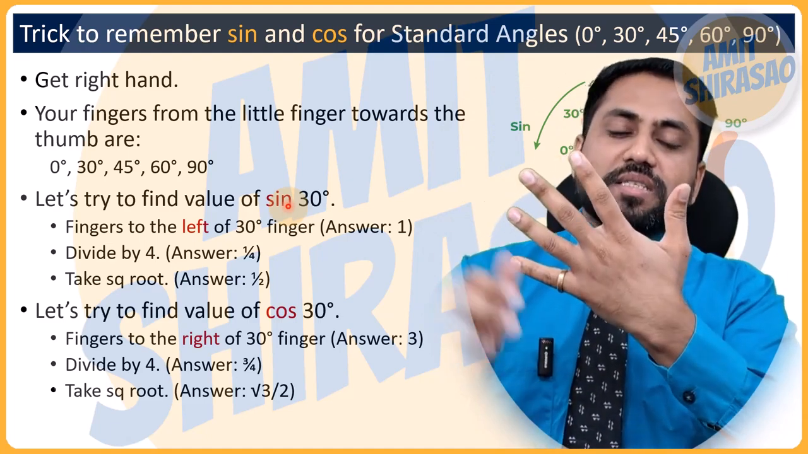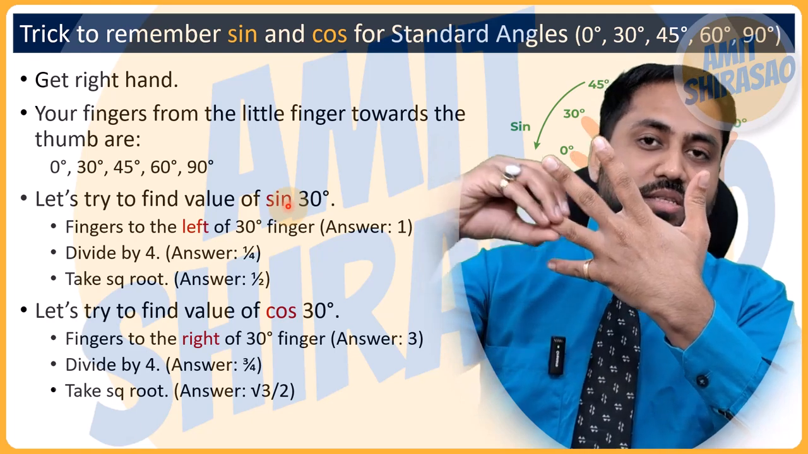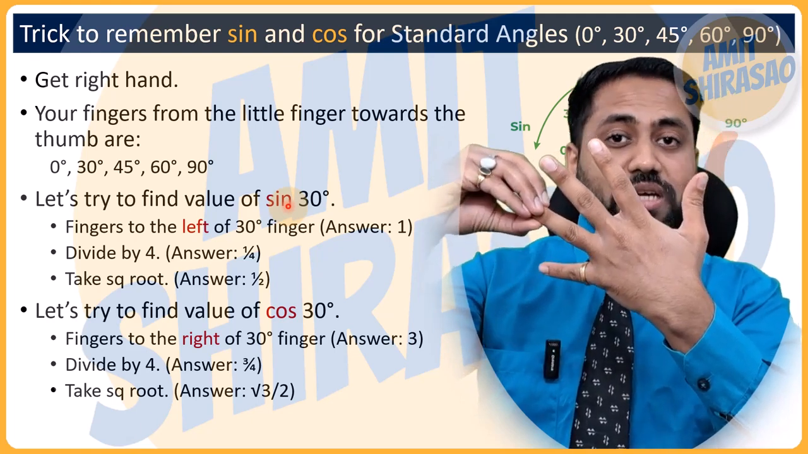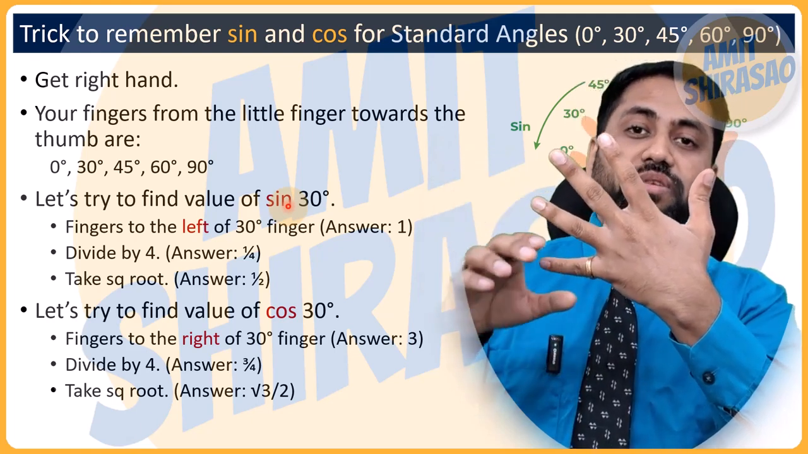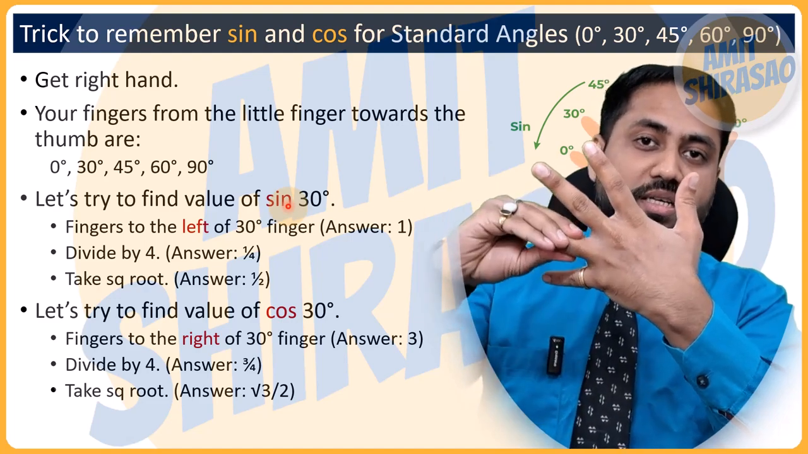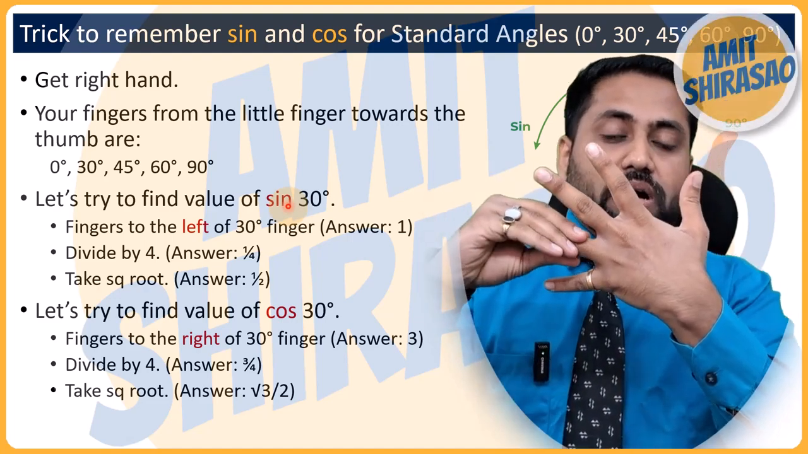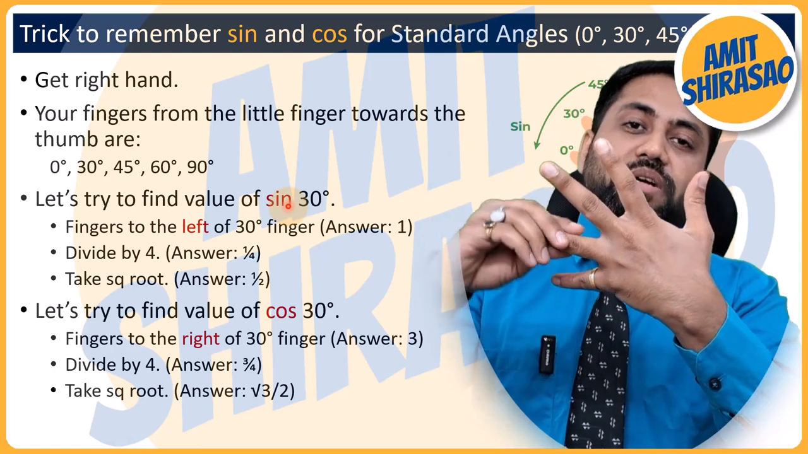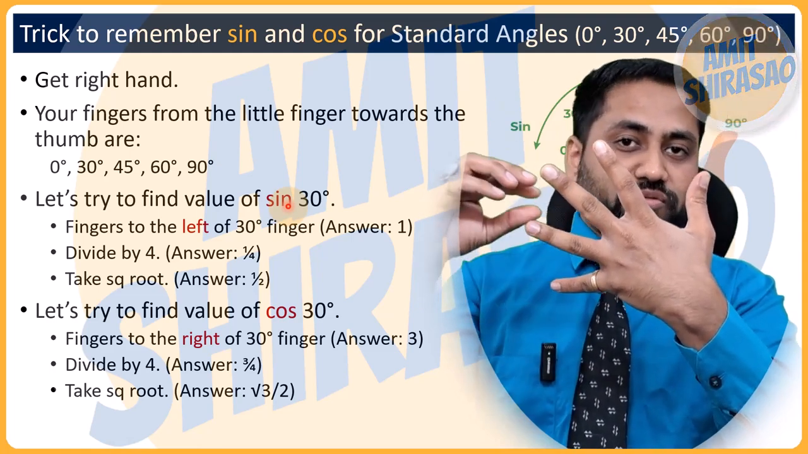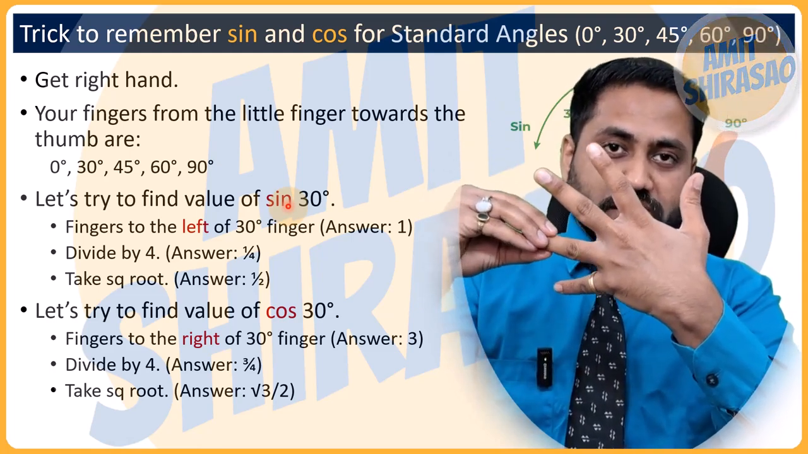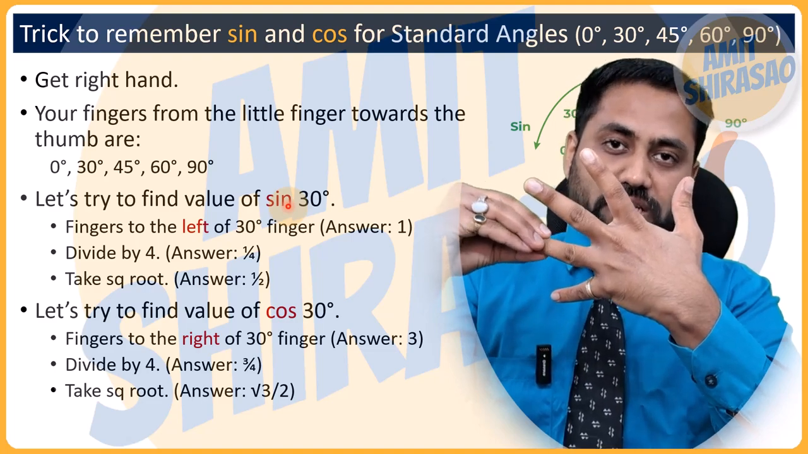Similarly, if you want to find cos of something, then the same right hand trick can be used. Let us say cos 30. So the 30 degrees finger is this. Now in the case of sine, we used to count the fingers below the finger under consideration. Now we will count the fingers which are above the finger under consideration. So the finger under consideration is the 30 finger, right? Because we are finding cos 30.